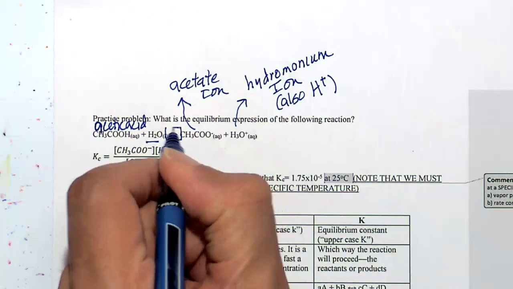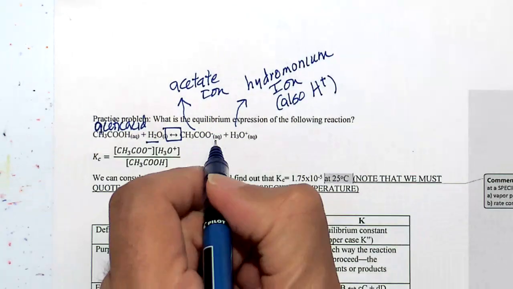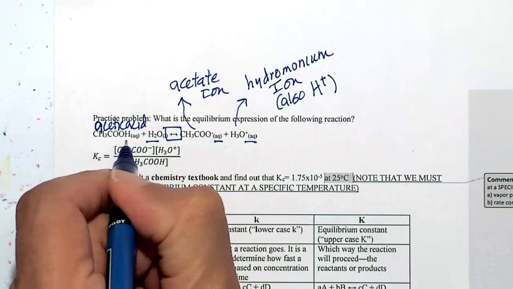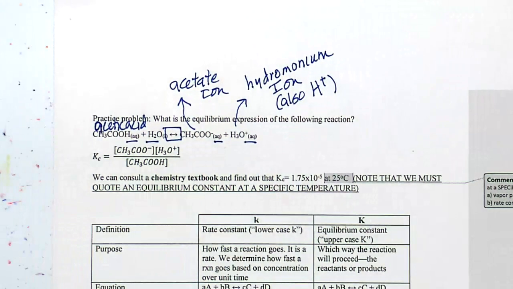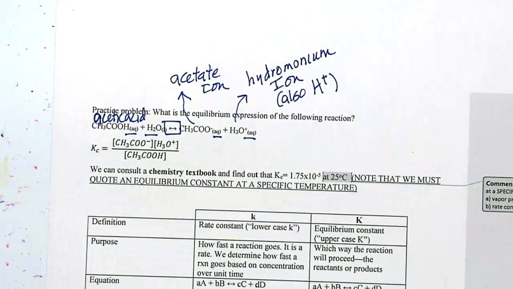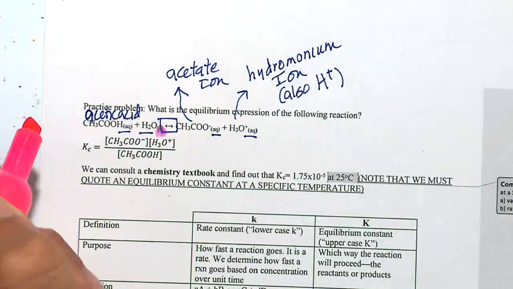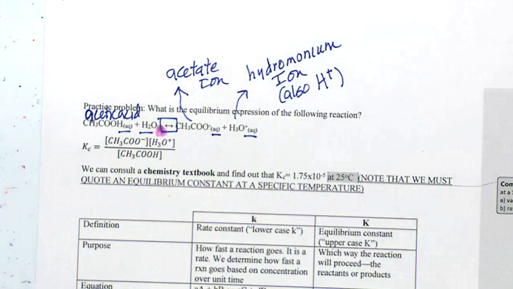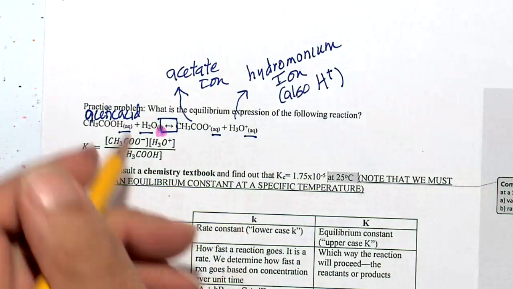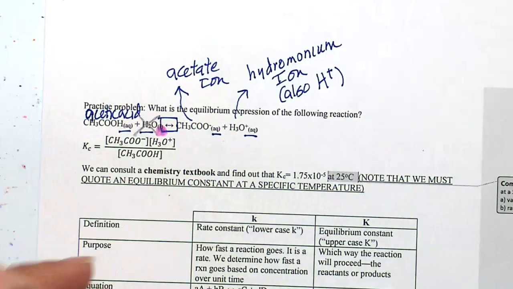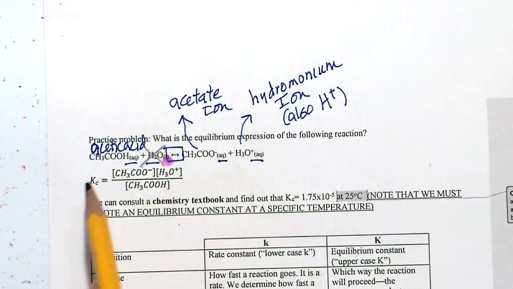So this is an equilibrium, and we have aqueous species. Will aqueous species go in? Yes, they will. What will not go in? The liquid water will not go in. And so it's products over reactants. Products over reactants. No liquid, no solid.